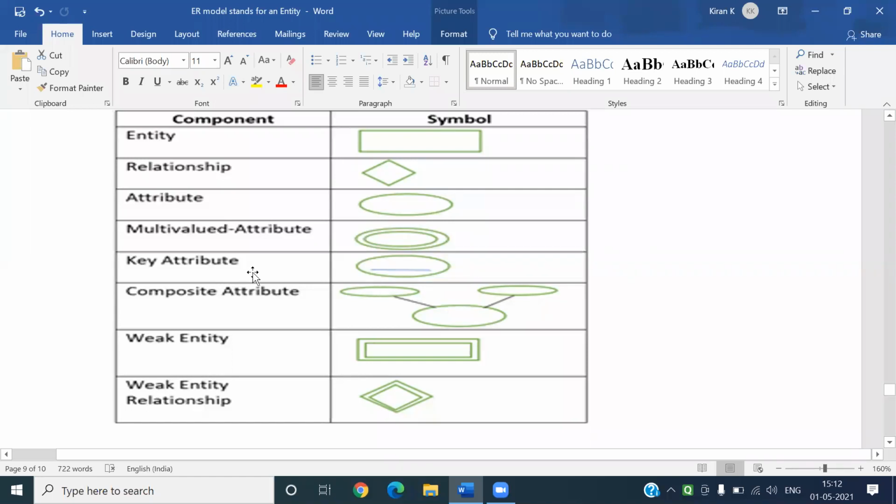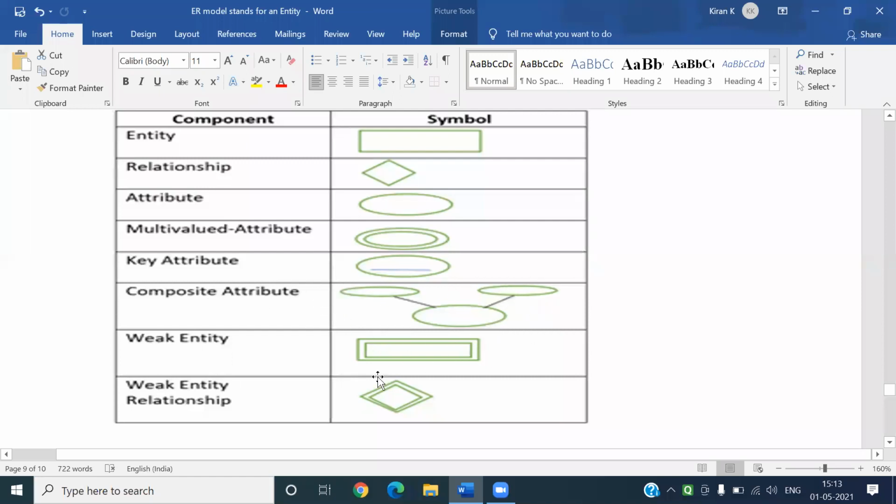Key attribute. The key attribute is shown with an underline. See, an oval shape with an underline is shown as a key attribute. Similarly, a composite attribute is shown with a flow diagram. One composite attribute can be further divided, like date of birth into DD, MM, and YY. Such an attribute is called a composite attribute.